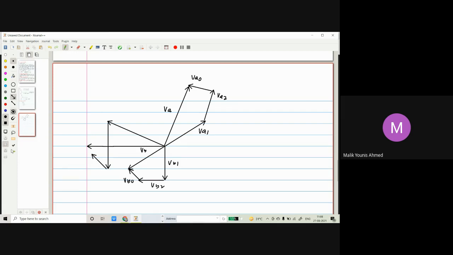Then this is, you can join it. There's no problem. So this is phase C, positive. Phase C, this is negative. Phase C, this is zero. This one is zero sequence, and this is your resultant VC.